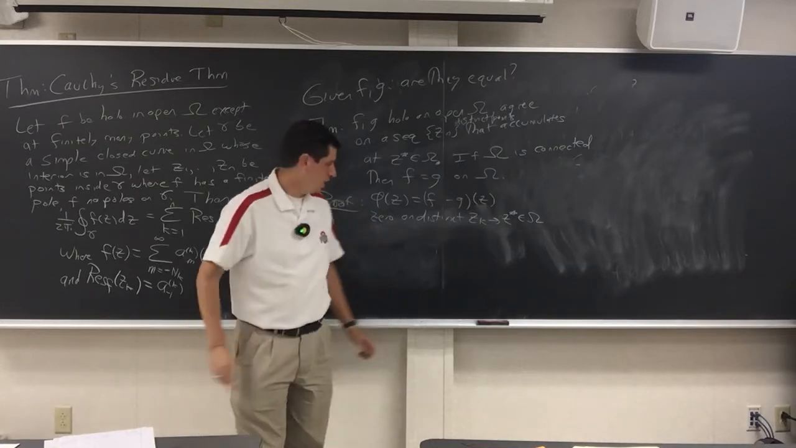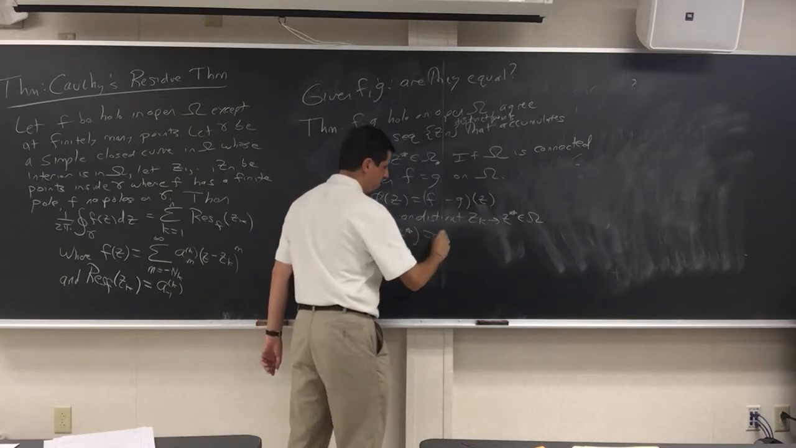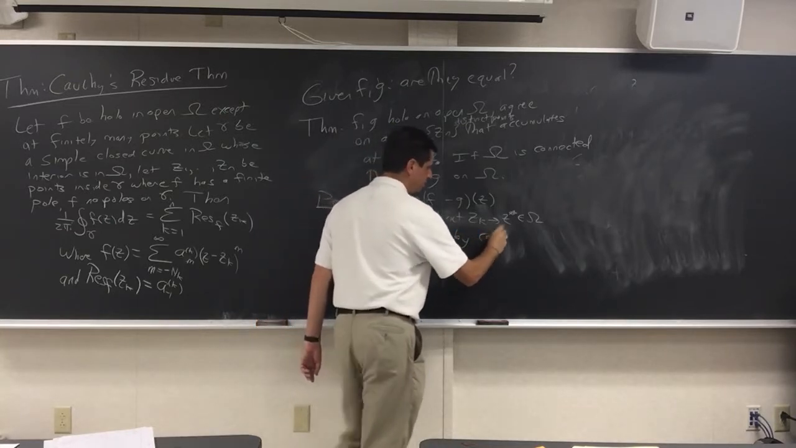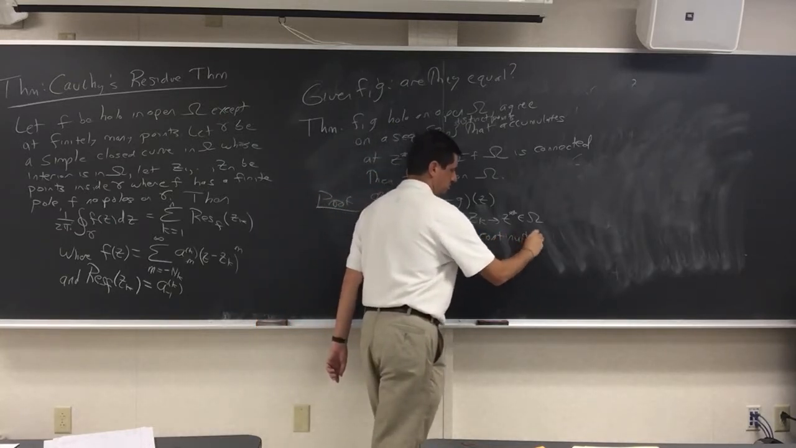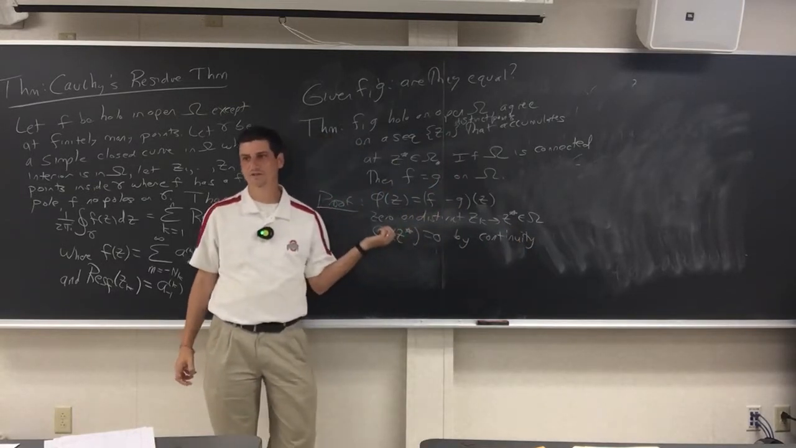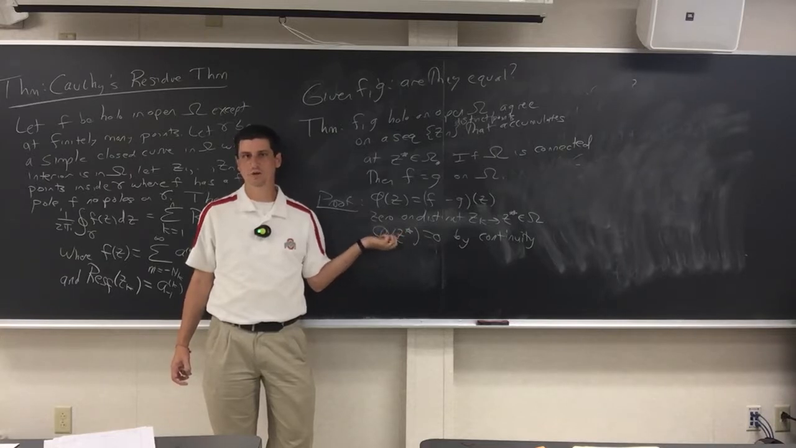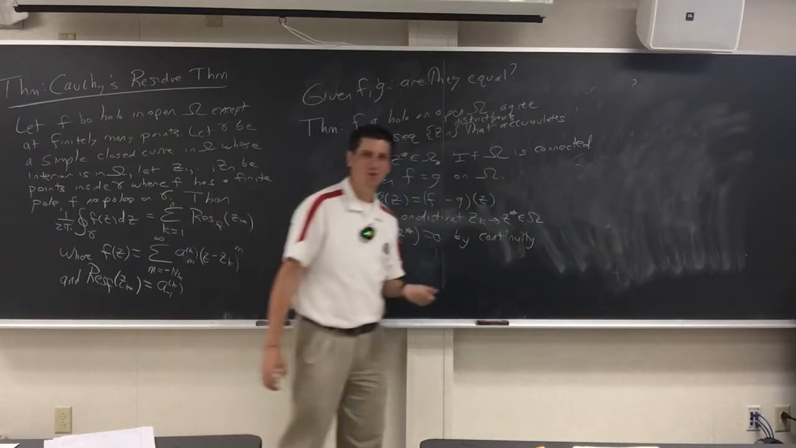Has to be 0. Why? Yeah, phi of z star is 0 by continuity. If you're holomorphic, then you're continuous. So now what we can do is Taylor expand our function phi about z star. Wait, do we know we can Taylor expand? Yes, because we are done with the boring part of the semester where we always have to be careful.